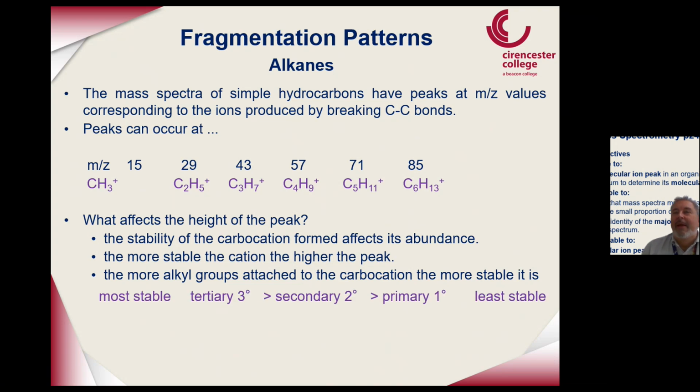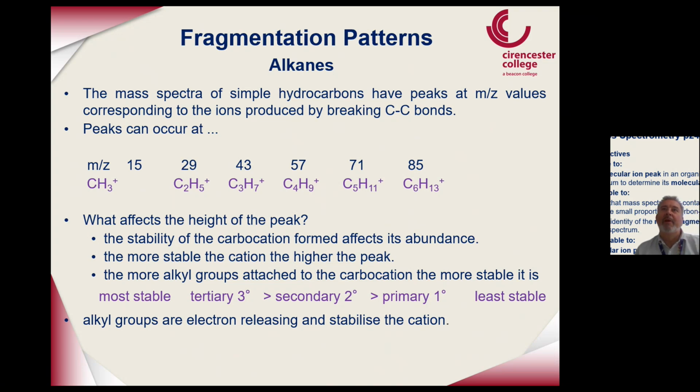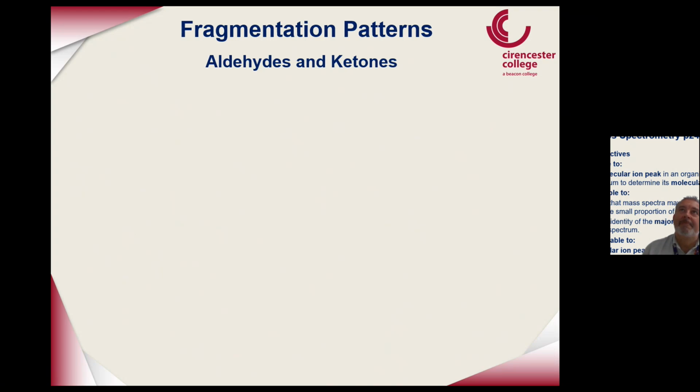We then have this idea of tertiary, secondary, and primary again in terms of stability. If you have, say, CH3, we wouldn't expect a high abundance because it's not stabilized very much. But C2H5, we might have stabilized it a bit. C3H7 even more. So we're going to stabilize the ions.